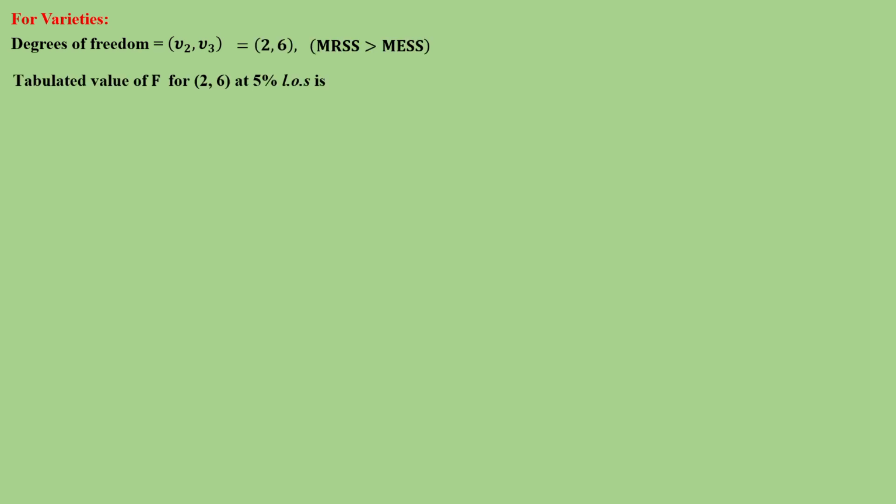Next, we are going to varieties. Degrees of freedom V2, V3, 2 comma 6, and tabulated value at 5% level, FT is equal to 5.14 from the table. Compare the calculated value of row and tabulated value. So FR and FT. So FR is less than FT, right? So H0 for the second one is accepted.